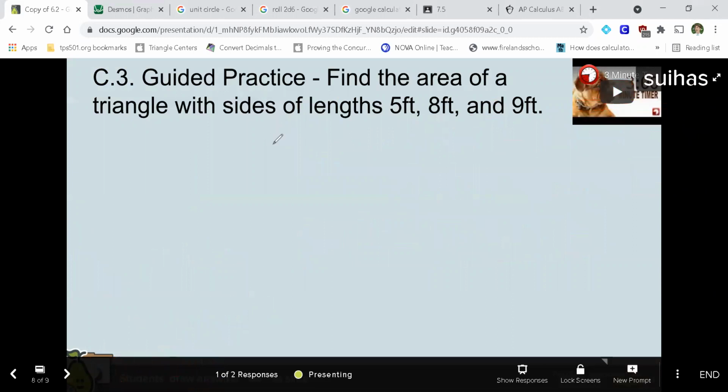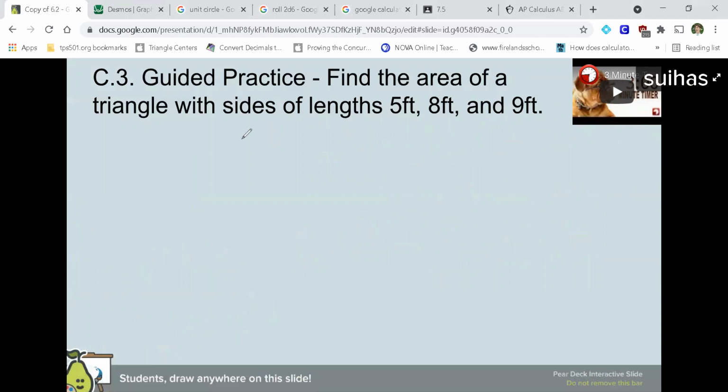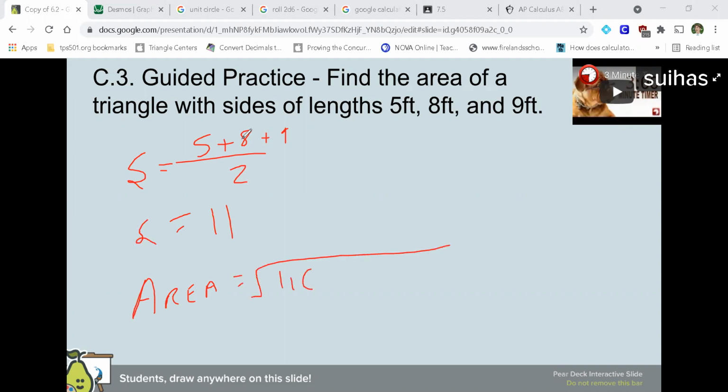Okay. What did we get for this one? The final answer is 19.8997. That's right, 19.9. So S, you should have gotten, was 5 plus 8 plus 9 divided by 2, which is 11, right? And then the area is the square root of 11 times 11 minus 5 times 11 minus 8 times 11 minus 9, which if you round, your answer is 19.90.